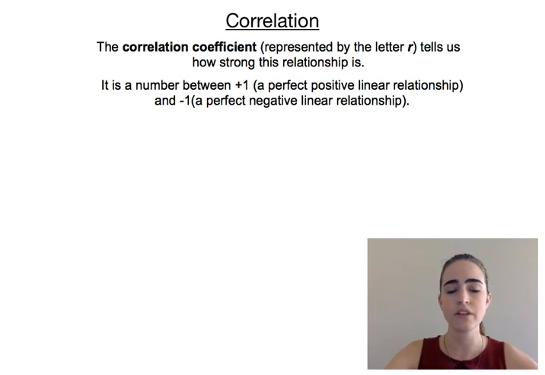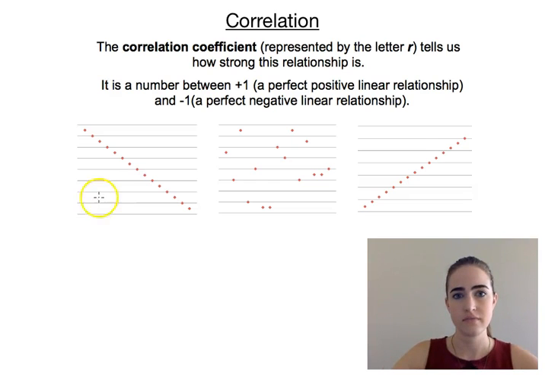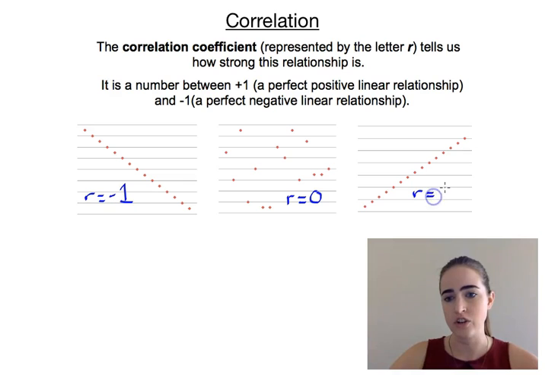So if we pull up those three images that we had just a second ago, this one over here would have a correlation coefficient of -1 because it's that perfect negative relationship. This one would have a correlation coefficient of 0 because there's no relationship. And this one would be a correlation coefficient of +1 because it's that perfect positive relationship. I want to have a look though at a few examples that aren't quite as clear.